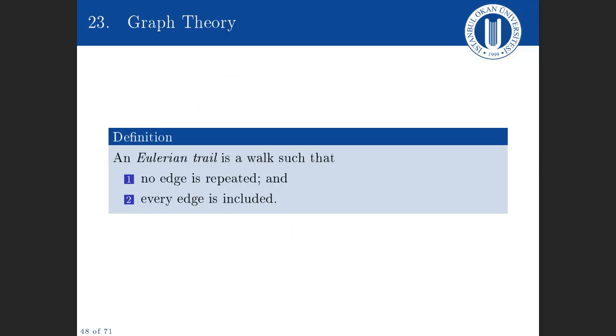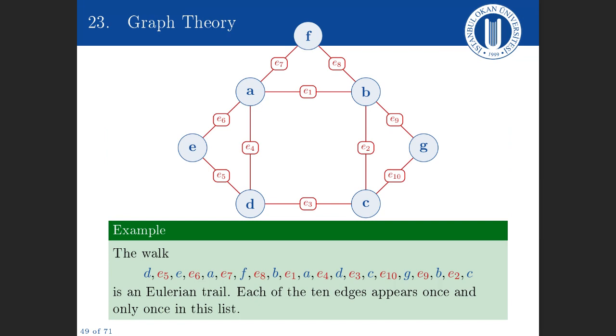An Eulerian trail is a special type of walk which satisfies two rules. Rule number one, no edge is repeated. We can only use each edge once in our walk. And rule number two, we have to use every edge in our walk. For example, the walk which I've written here, which starts D, E5, E, E6, A, etc., is an Eulerian trail, because each of the 10 edges appears once and only once in this list.